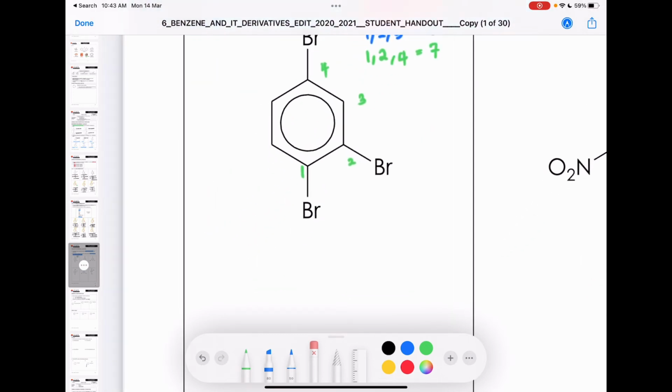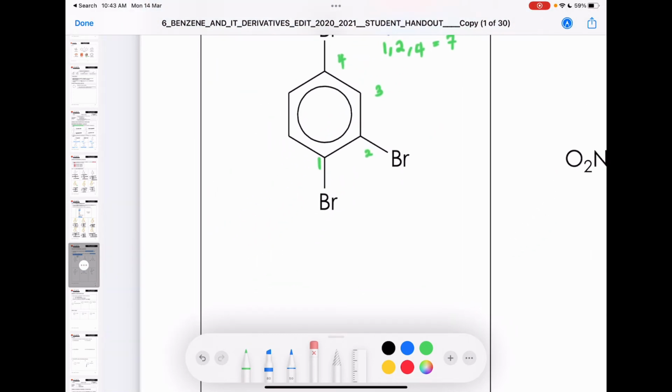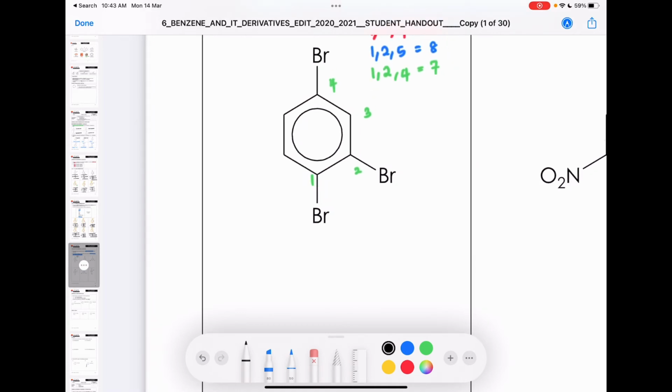So how are we going to name it? For this one, we are not going to use ortho, para, meta. Ortho, para, meta is only used when you have 2 substituents only. So this one is just like how we named the alkane before. Since this is bromine, we don't have the parent chain. So we have 1, 2, 4, tribromobenzene.